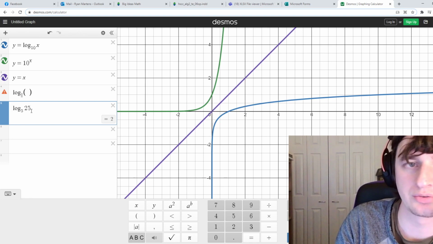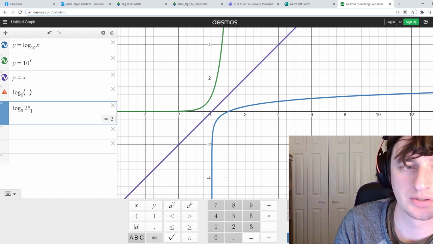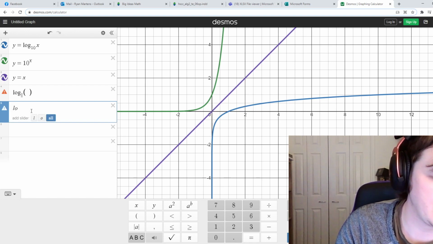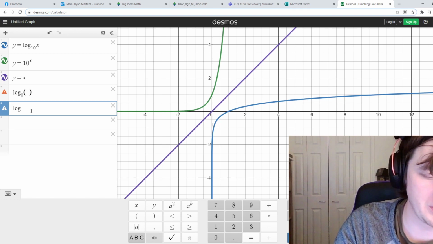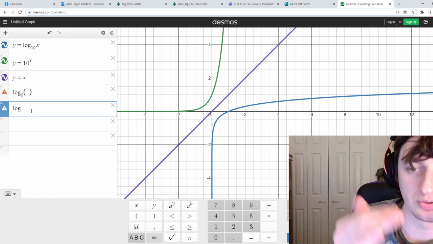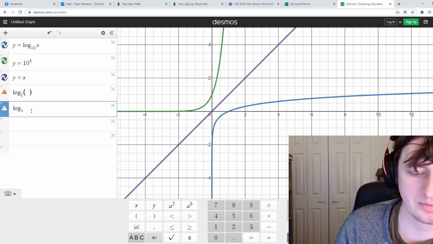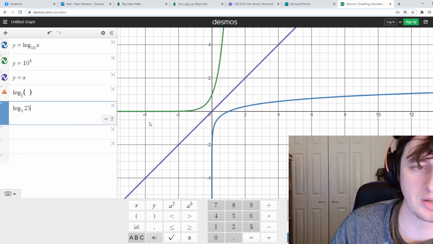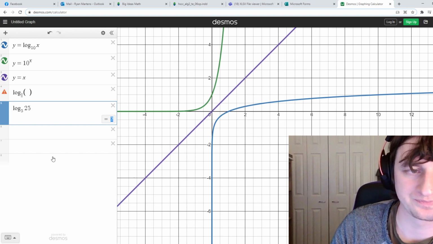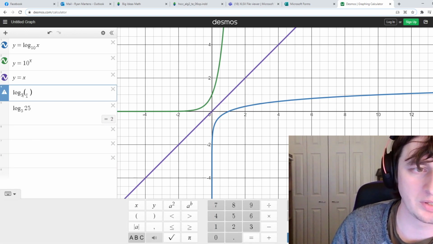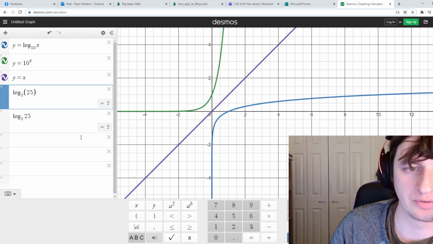So Desmos will also do all your logarithm calculations. So again, that was type in LOG, and then shift and the minus sign to go to the subscript. And then we can type in the base of 5, 25, and it equals 2. Or if you want to use the button, you just put the base in right here, put in 25.